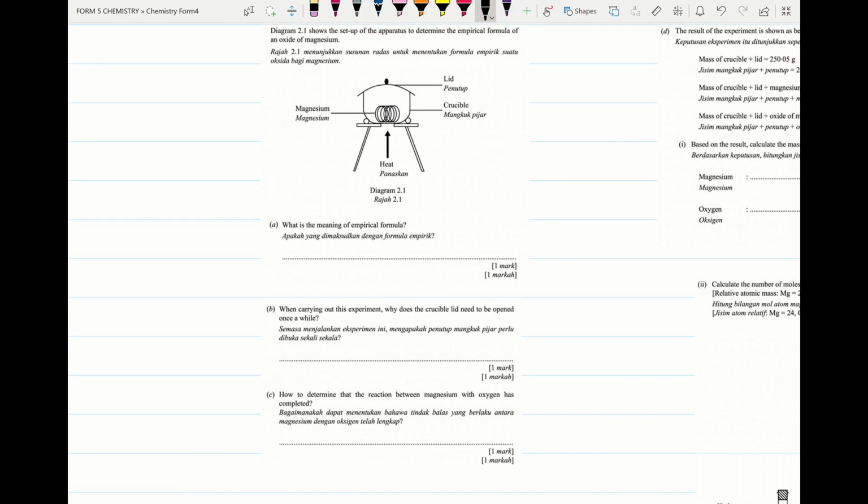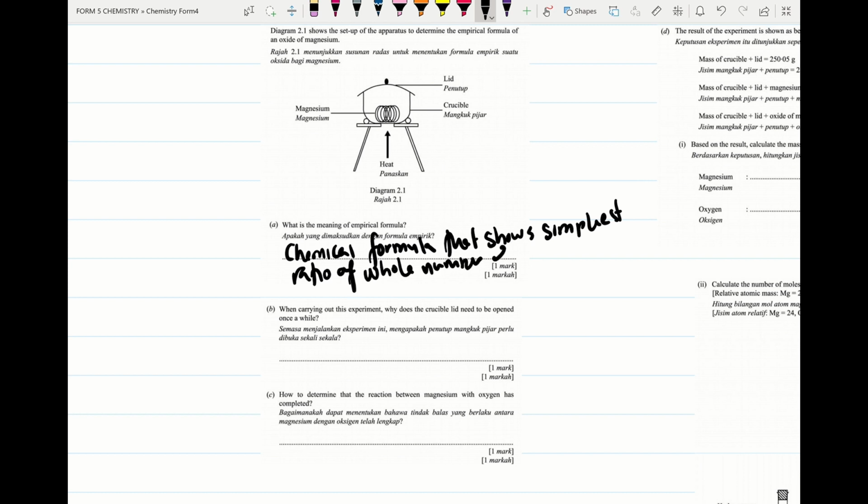All right, what is meant by empirical formula? Please remember, empirical formula is a chemical formula that shows the simplest ratio of the number of atoms of each element present in a compound. So this is the definition that students must understand and learn.